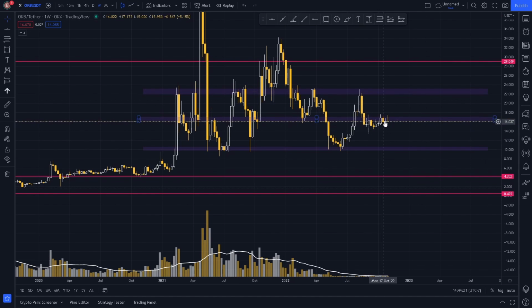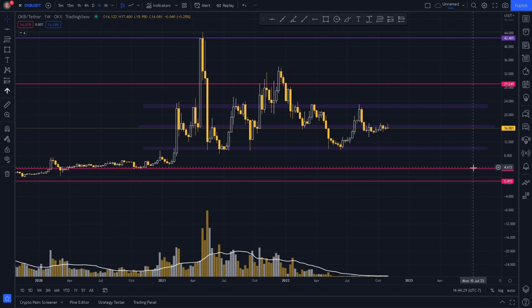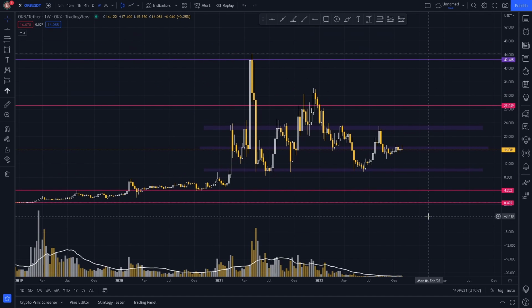So if we see a breakout of this level, we can plan for price to reach the next key level we have plotted on the chart. So these are all the key levels plotted on our chart.